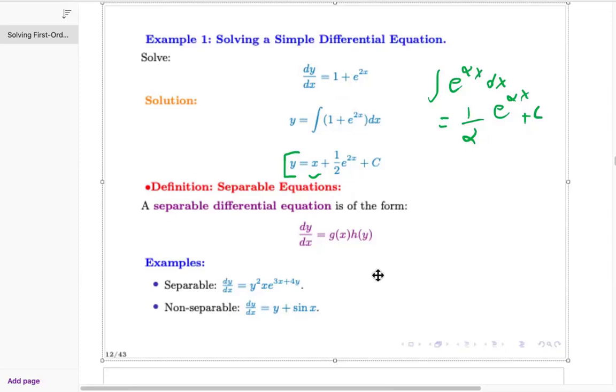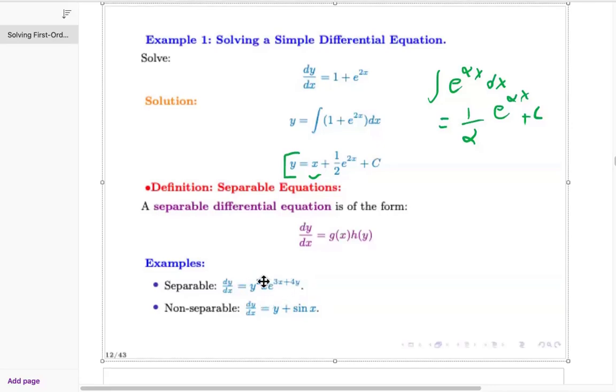As I mentioned before, separable differential equations are a type of equation that can be rewritten so that all terms involving y are on one side and all terms involving x are on the other. This means that we can separate the variables and integrate both sides individually.